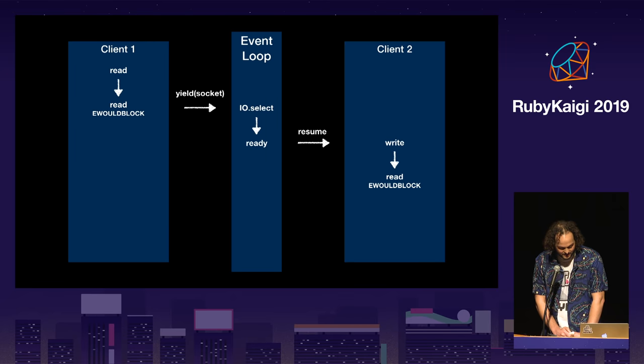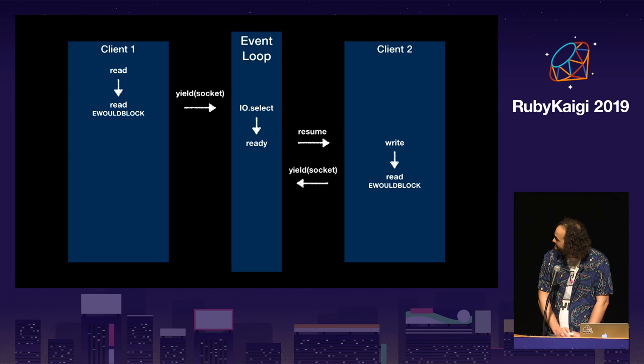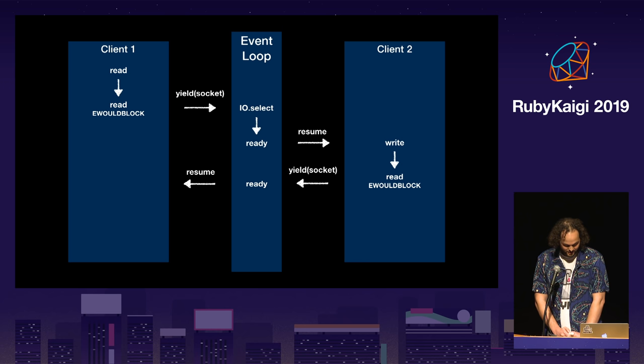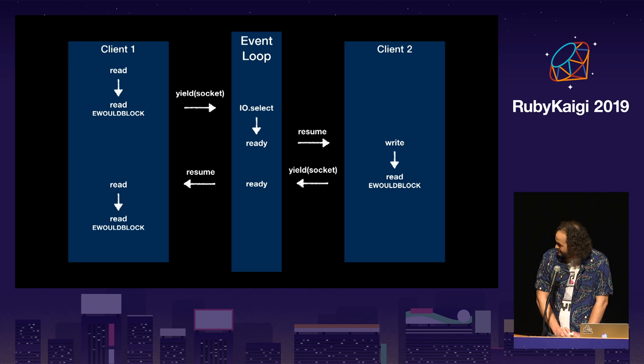In this case, client 2 was writing data, so now it finishes and is reading a response, which isn't available yet. So it yields back to the event loop. The event loop continues processing ready sockets and resumes client 1. Client 1 continues reading data until it would block and then yields back to the event loop.